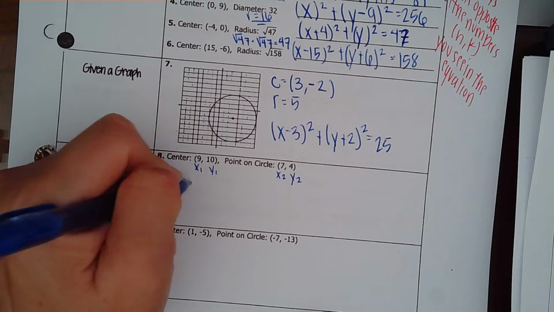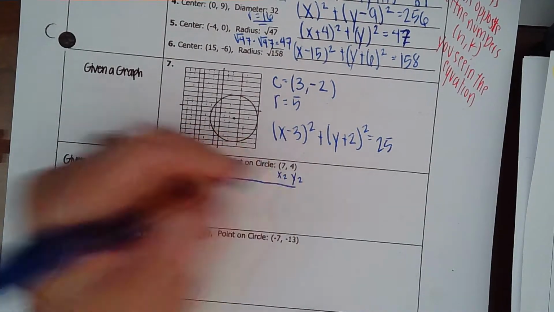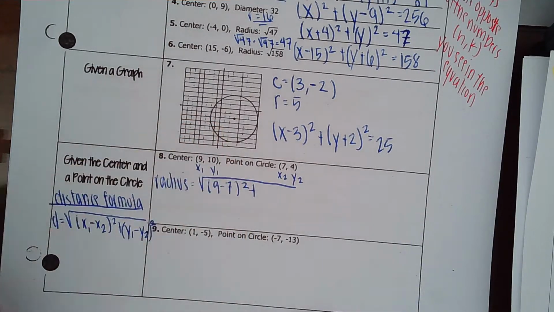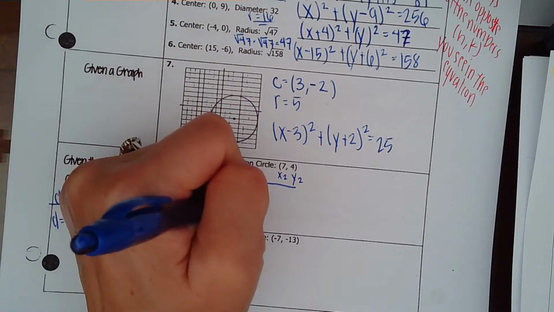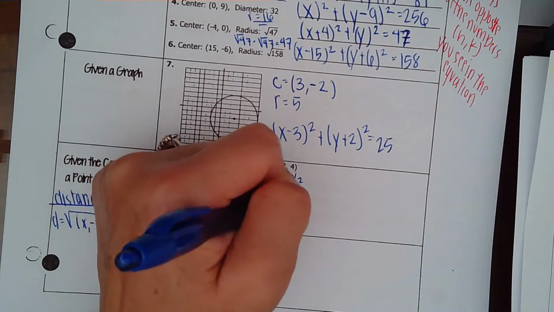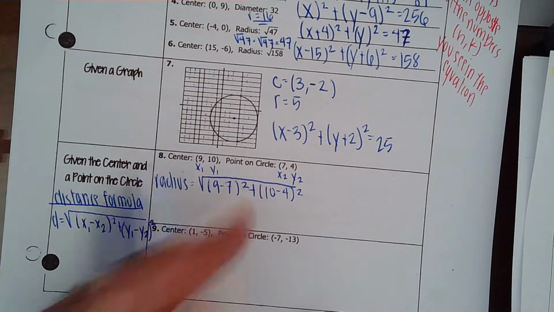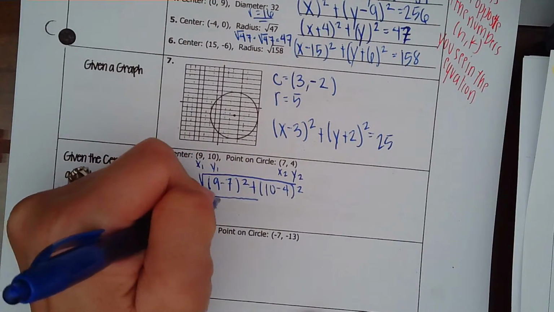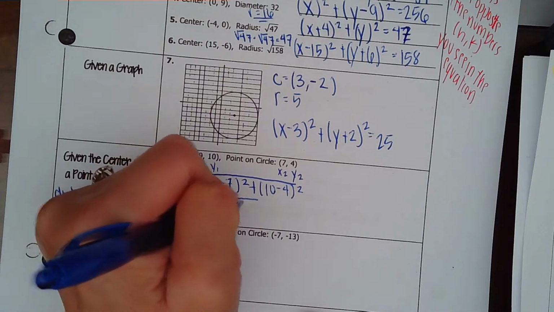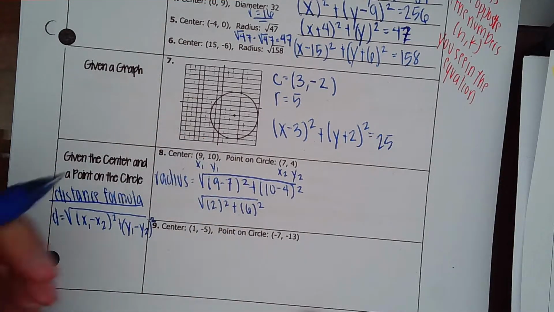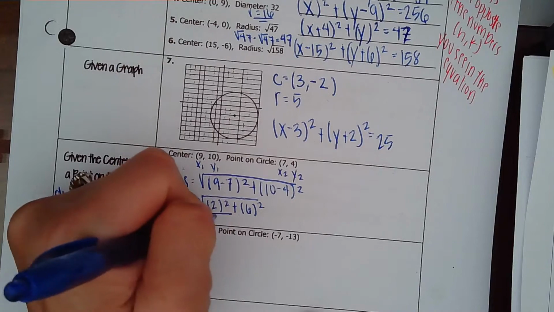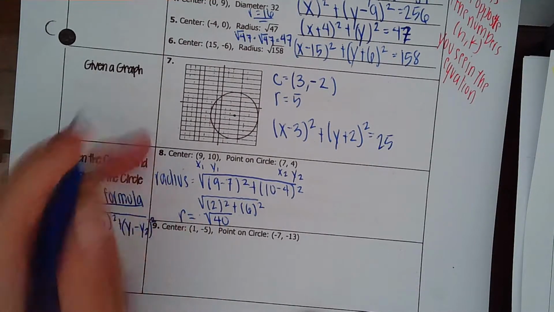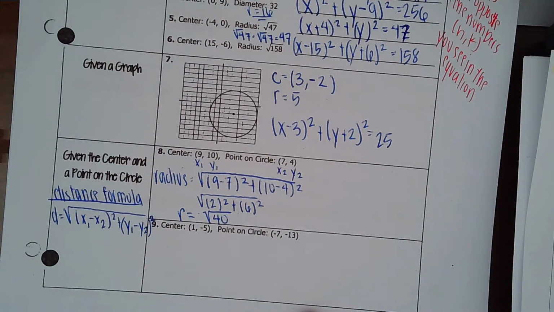So our radius is equal to the square root of 9 minus 7 squared plus 10 minus 4 squared. All right, I'll simplify. So I will get 2 squared plus 6 squared, which is equal to about rad 40. So I now know that my radius is equal to rad 40.